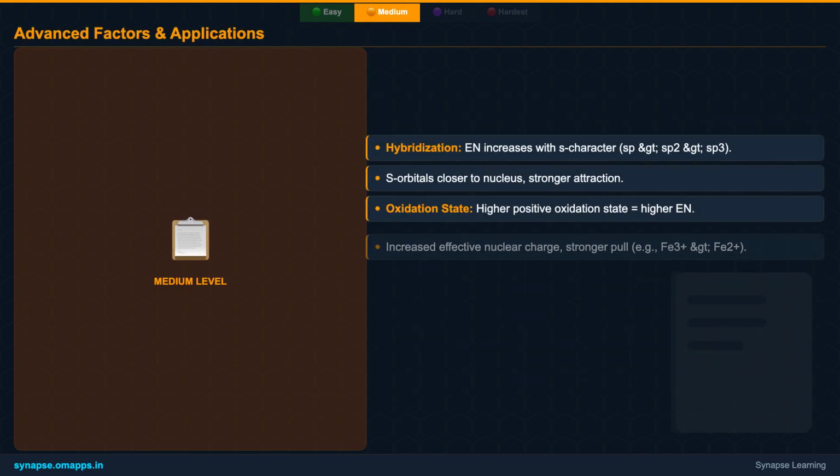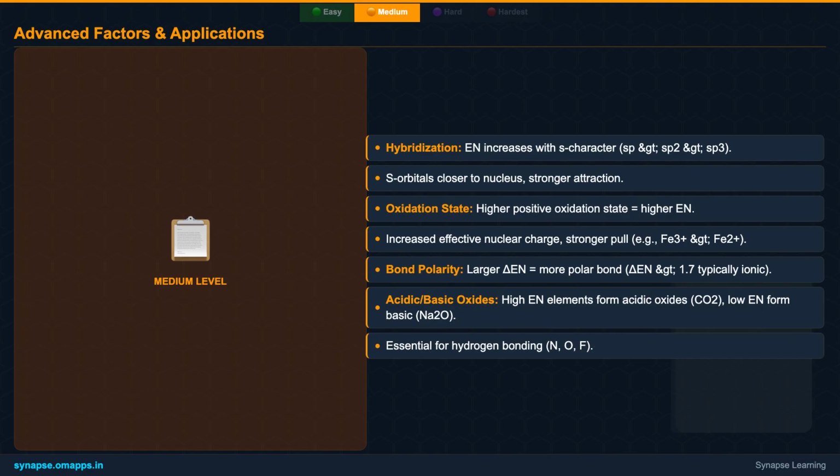Beyond basic periodic trends, several factors subtly influence electronegativity. Take hybridization. An sp hybridized carbon is more electronegative than sp2, which is more electronegative than sp3. Why? Because s orbitals are closer to the nucleus, so more s character means electrons are held more tightly. Also, an atom's oxidation state matters. A higher positive oxidation state means the nucleus has a stronger pull on electrons, increasing its electronegativity. These factors are crucial for understanding the nuances of chemical bonding and predicting a molecule's behavior.